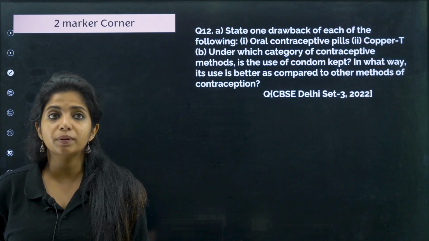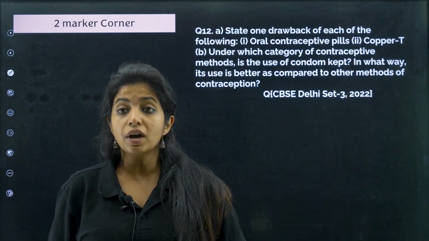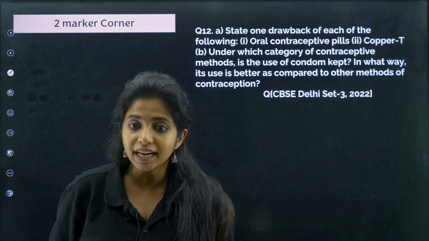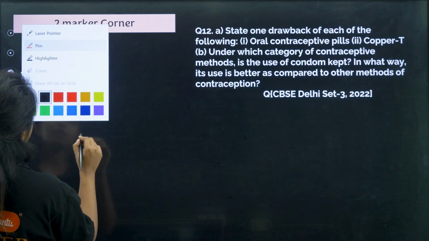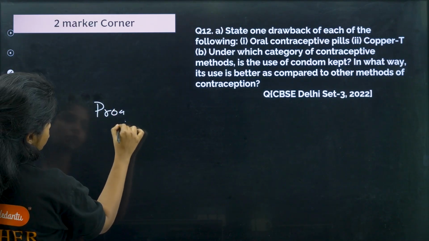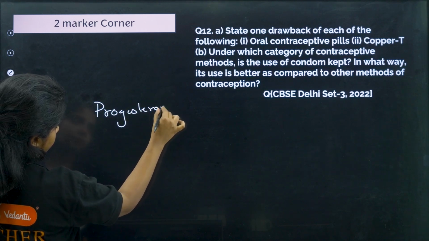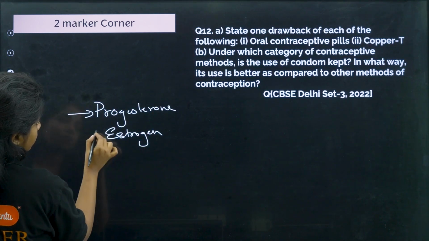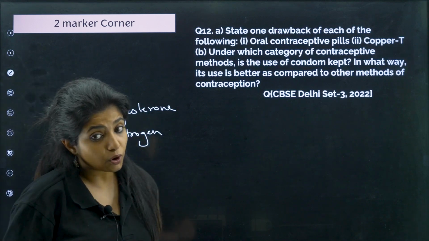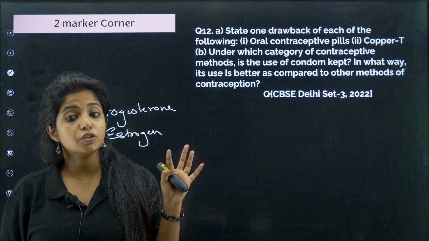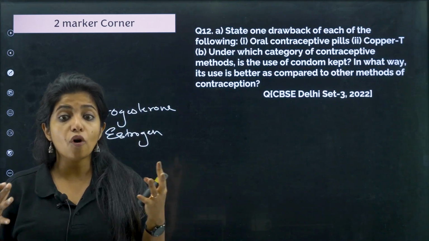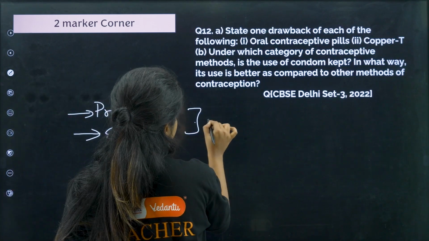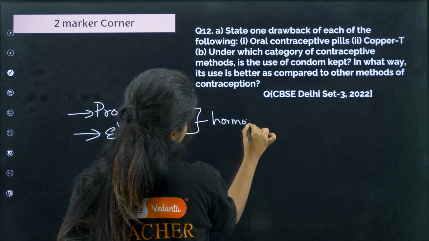Now oral contraceptive pills have a mix of hormones like progesterone and estrogen. The problem is that when they are at the normal level in our body, it's all cool. But when they are not at the normal level in the body, it can give rise to side effects. It can lead to hormonal imbalance as well.